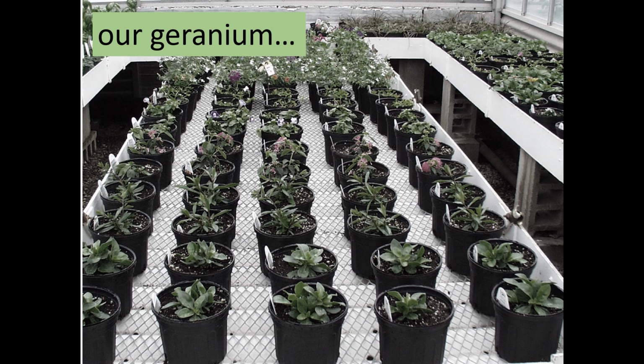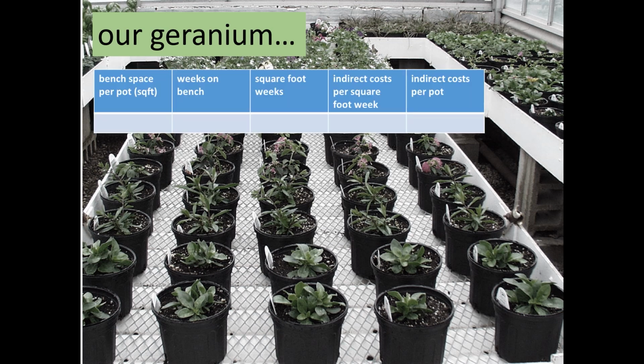So our sample geranium, this is going back to the previous lecture on crop scheduling, it takes up 0.44 square feet on the bench. In our crop scheduling, we already figured this out, right? So we already have this in our record keeping. We know that that geranium has 8 weeks of production time. That was an important part in getting our scheduling. So go back and watch that lecture if you haven't.